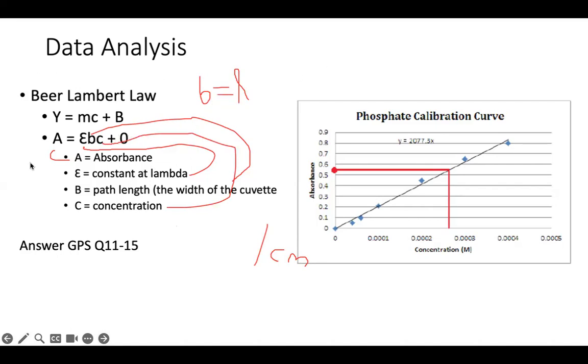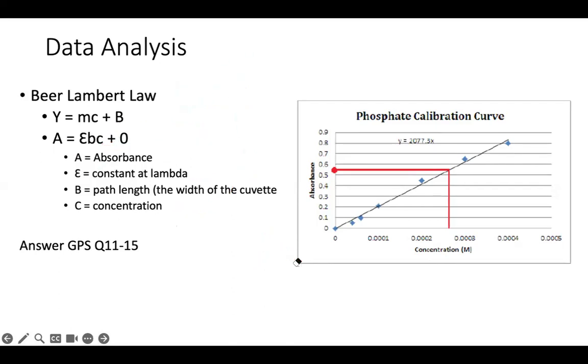And we can see that it kind of mimics the form of the line of best fit, y equals mx plus b. As we can see, our absorbance is y, which makes sense because absorbance is our dependent value. It's the thing that depends on the thing we're changing, the independent value, which is x.